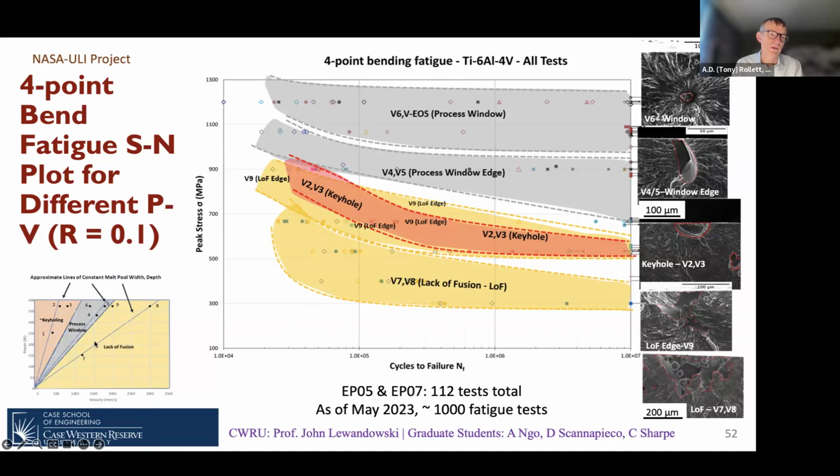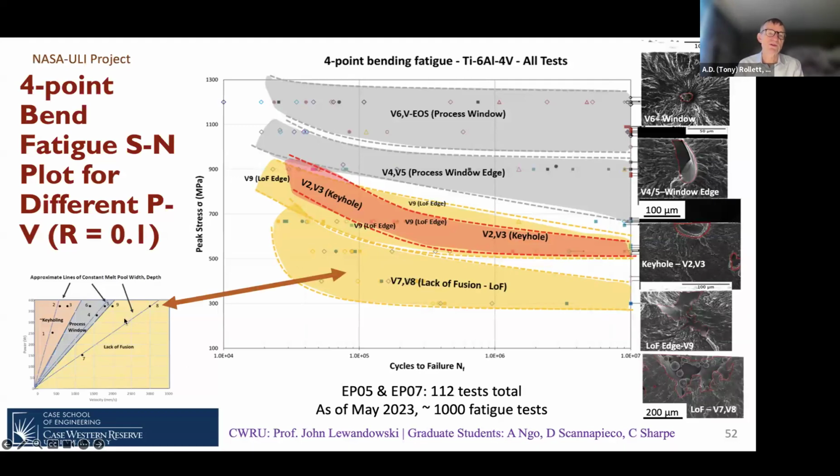And then over here on the bottom left is a crude sort of process map and an indication of what process conditions we were using. Suffice it to say that the Goldilocks zone, so to speak, is somewhere in the middle in the gray. If you go too fast at the given power, you don't melt all of the metal, and we call that lack of fusion. If you go rather slowly at the same power, you get keyholing.